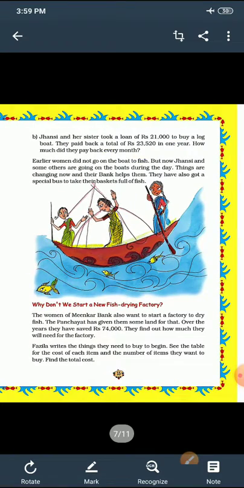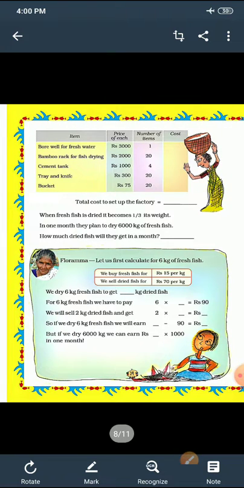Now a fish drying factory is there. Means when they are selling the fishes, after that when extra fishes are left, they are drying them and using them for different purposes. So a table is given there: items, price of each, number of items and cost.